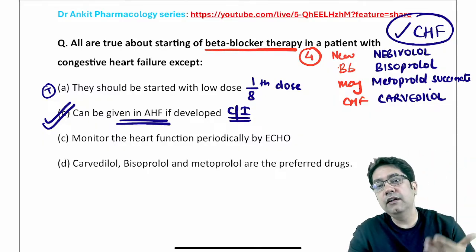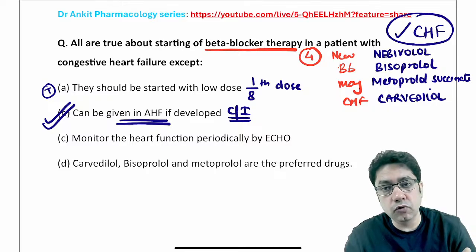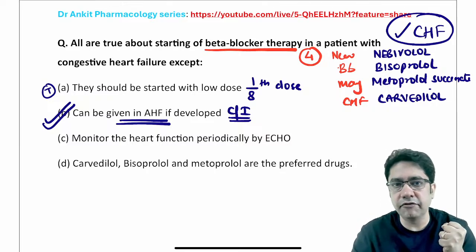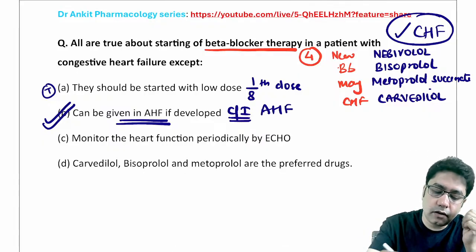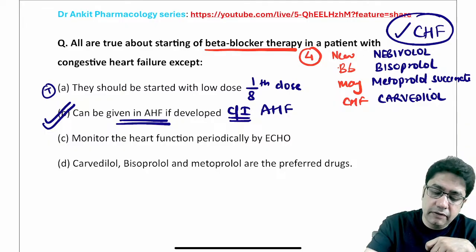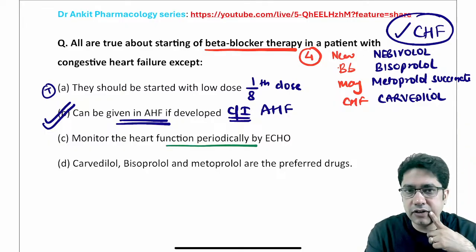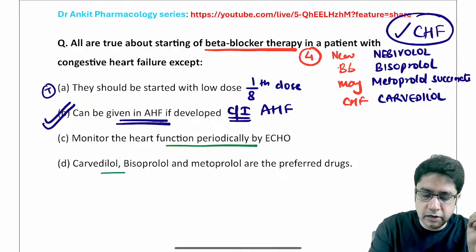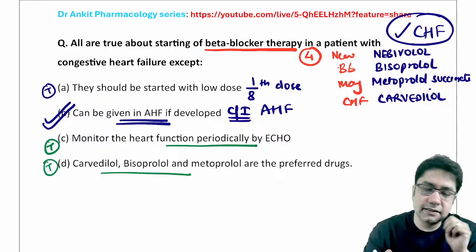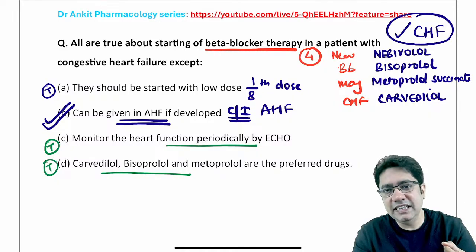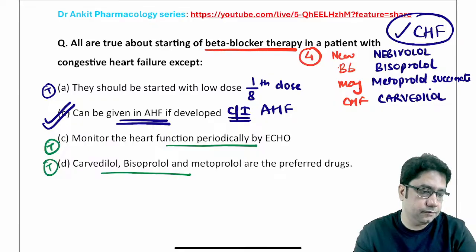In acute heart failure, the cardiac output is already very low. Here we give beta agonists like dobutamine, norepinephrine. So beta blockers are contraindicated in AHF. With beta blockers we monitor heart function periodically. Yes, carvedilol is a preferred drug. True. So remember, the answer is C. Beta blockers are given in CHF, but they are contraindicated in acute heart failure.